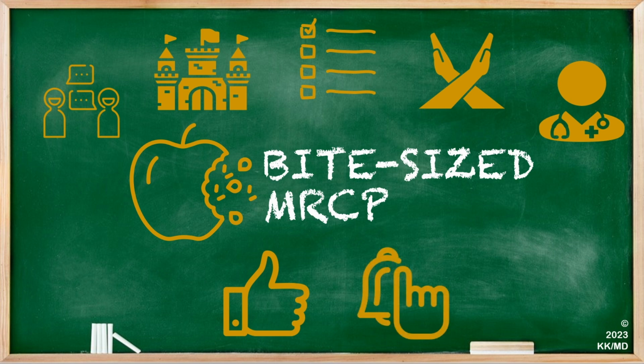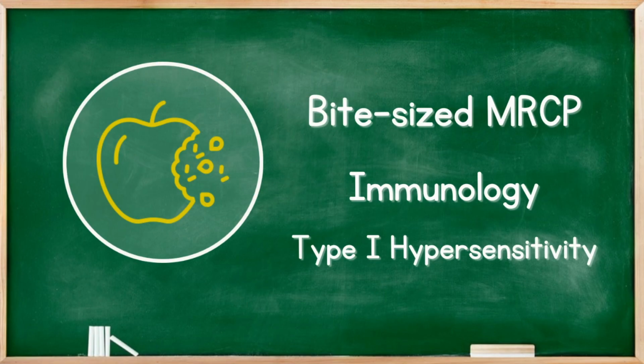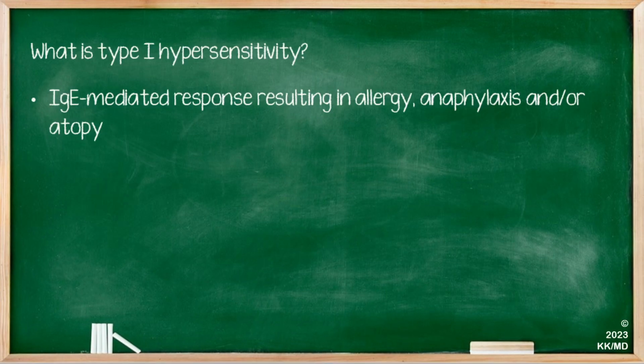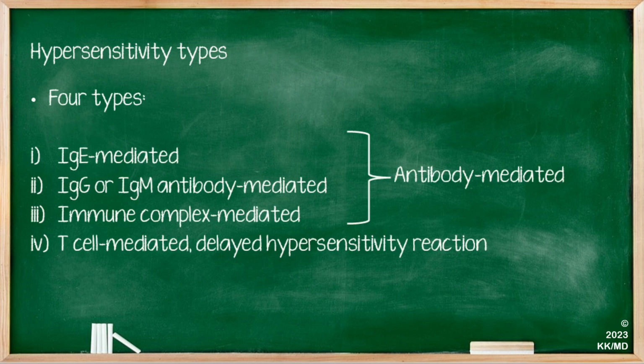Now, without further ado, let's get into today's topic, which is on Type I Hypersensitivity. So, what is Type I Hypersensitivity? This is an IgE-mediated response resulting in allergy, anaphylaxis, and/or atopy. Now, before we talk about Type I hypersensitivity in further depth, it's important to have a brief overview of the 4 types of hypersensitivity. These are the 4 types of hypersensitivity.